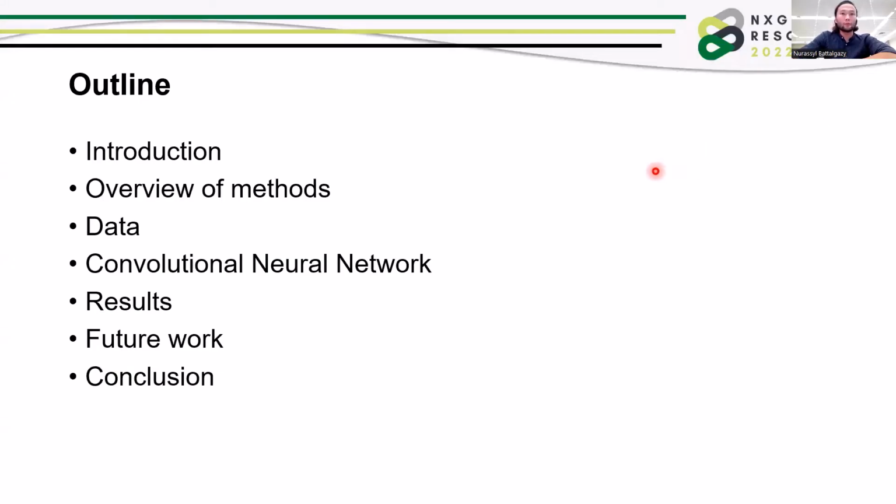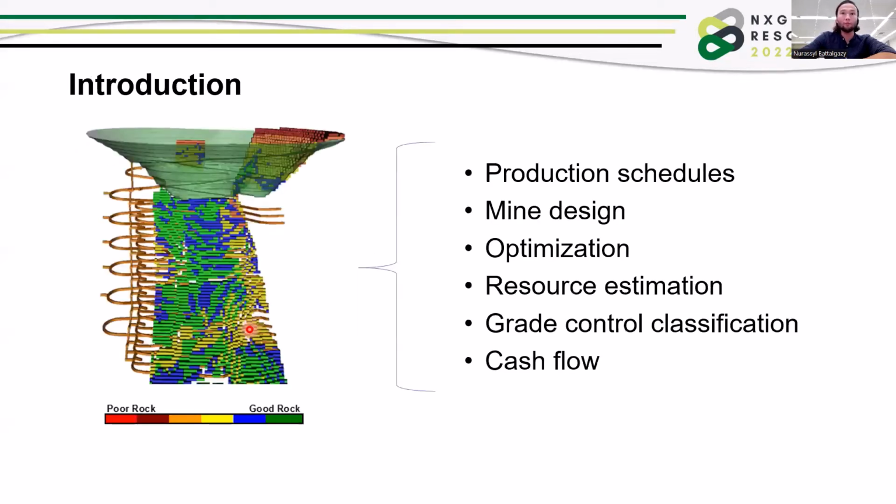So the outline of my presentation is as follows. First of all, I will give a brief introduction and overview of the methods, and then we are going to talk about the specific data and convolutional neural network method, and then we will discuss the results and comparisons and future work, and at the end I will conclude.